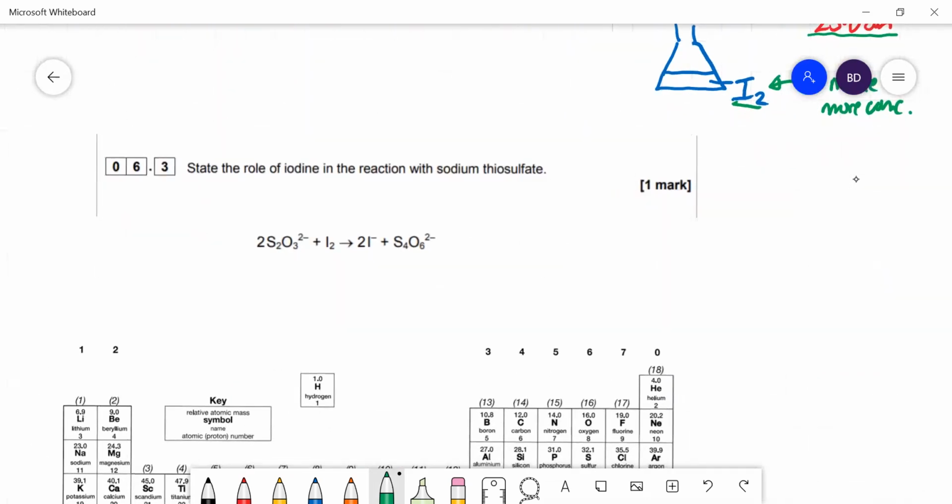Okay, state the role of iodine in the reaction with sodium thiosulfate. Now, you've got to think acid-base reaction, redox, something like that. Well, hopefully you realise this is a redox reaction, because look what happens to the oxidation number of iodine. Here the oxidation number is 0, and here it is -1. The iodine gets reduced. In other words, the iodine itself is acting as an oxidising agent.